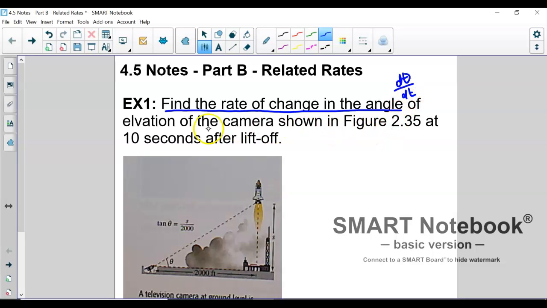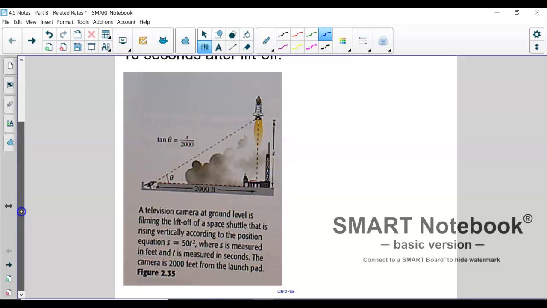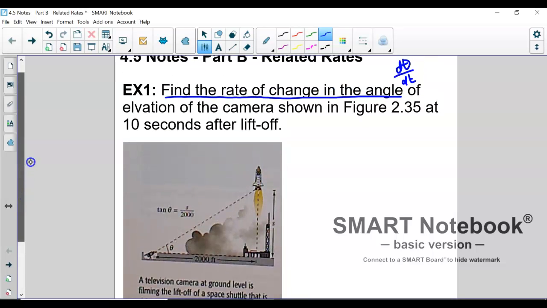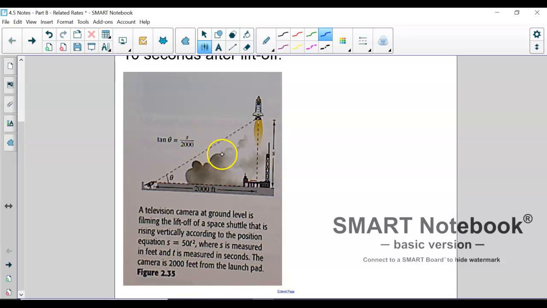And so it tells us here in the situation, a television camera at ground level is filming the liftoff of a space shuttle that is rising vertically according to the position equation S equals 50t squared, where S is measured in feet and t is measured in seconds. The camera is 2,000 feet from the launch pad. So we need to find the rate at which the angle needs to be changing after 10 seconds. We could use trig to relate these variables, and we would have this equation that they give to us, tangent of theta equals S over 2,000. So that's where we're starting from.